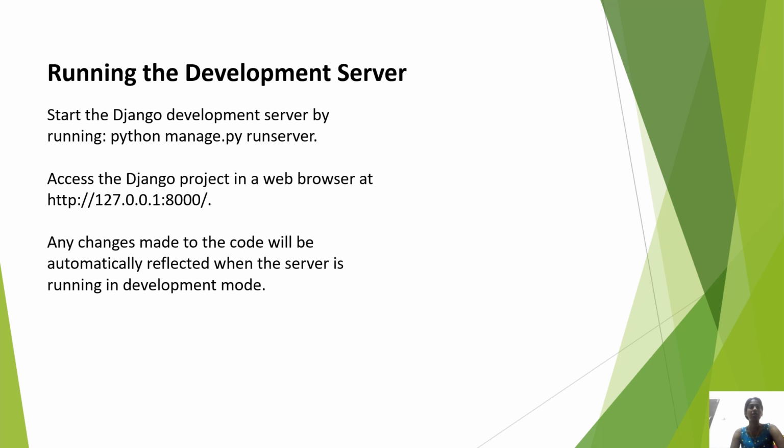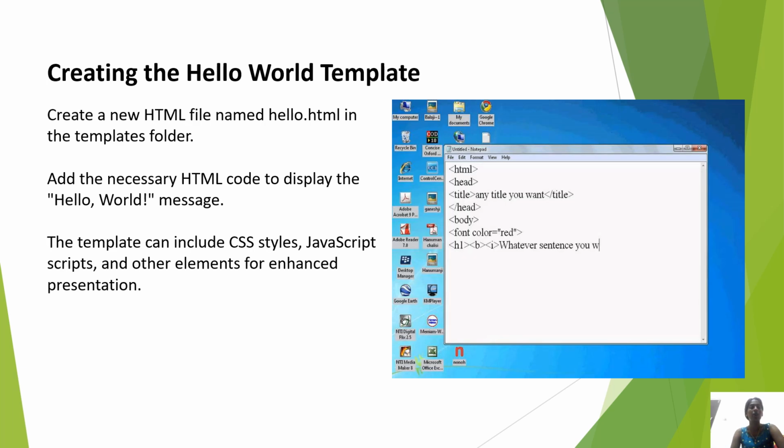Running the development server. Let us start the Django development server by running python manage.py runserver. Access the Django project in a web browser at http://127.0.0.1:8000. Any changes made to the code will be automatically reflected when the server is running in development mode.